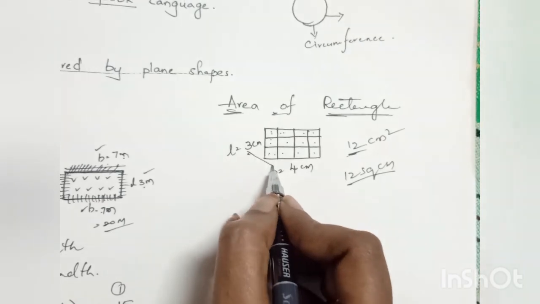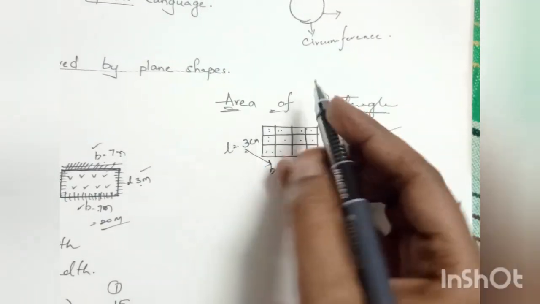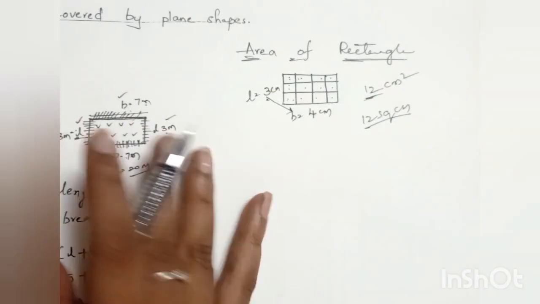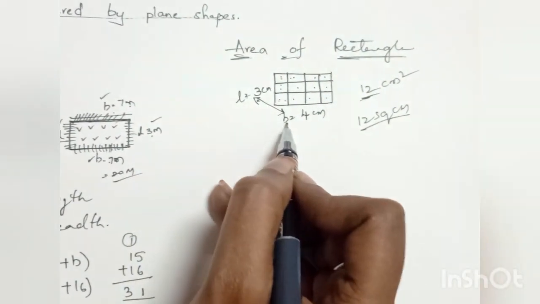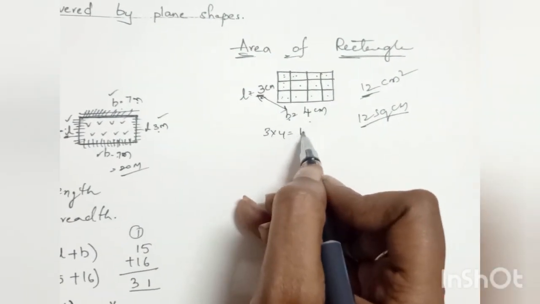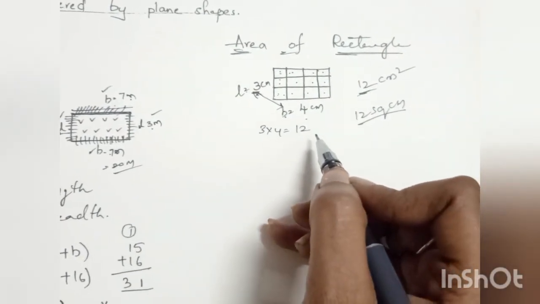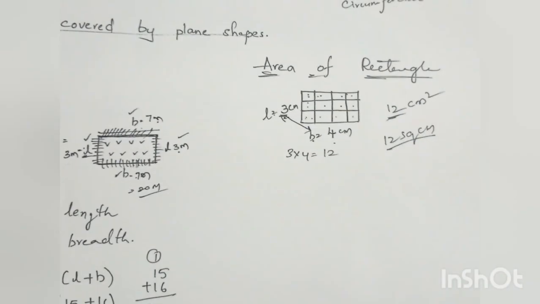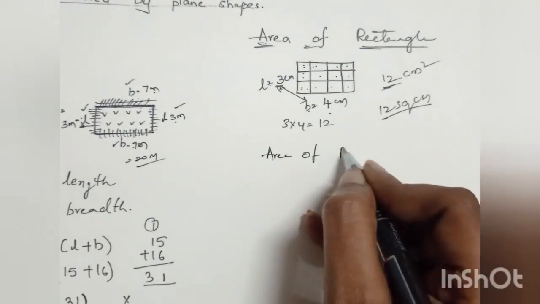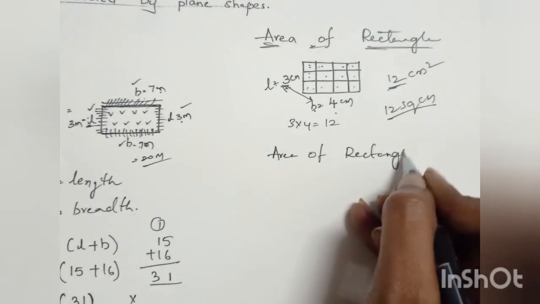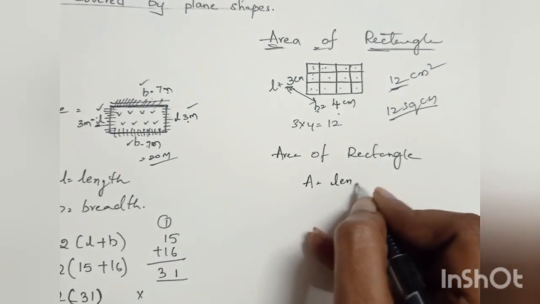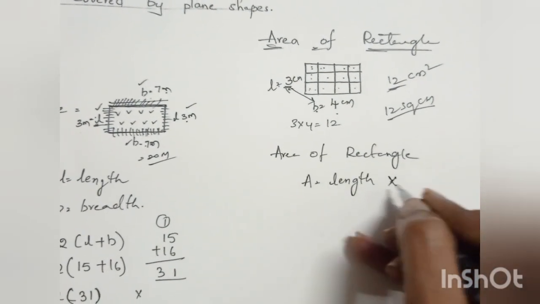To find the answer, we can't draw equal squares in every rectangle. So what will we do? We'll multiply length with breadth. Here 3 into 4, we know 3 into 4 is equal to 12, so we can get the answer easily. So the area of a rectangle formula is length into breadth.